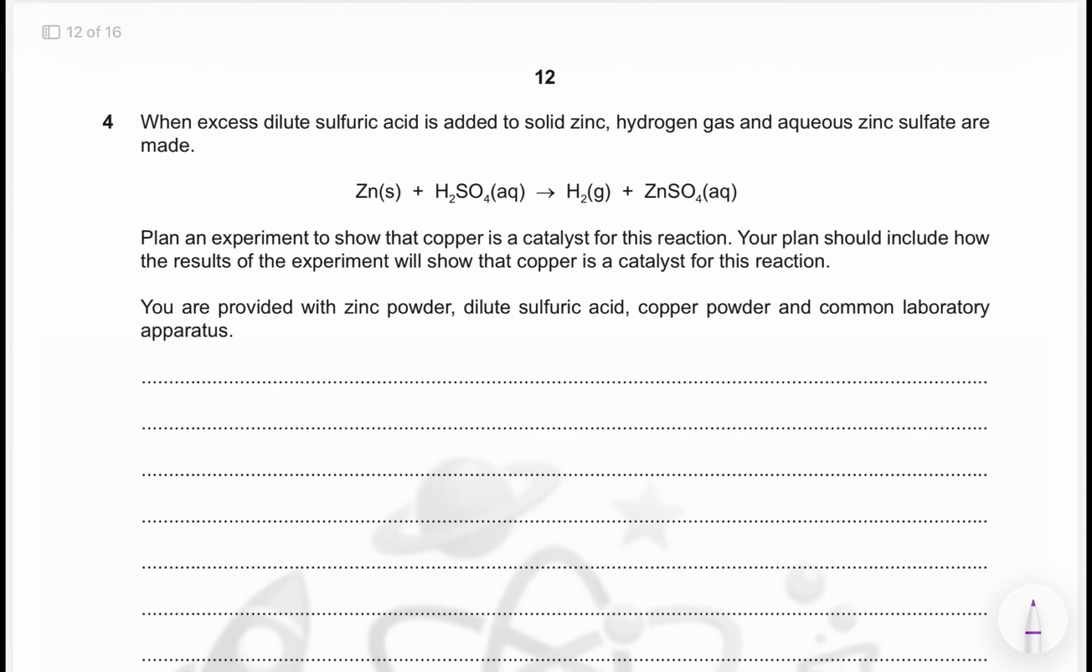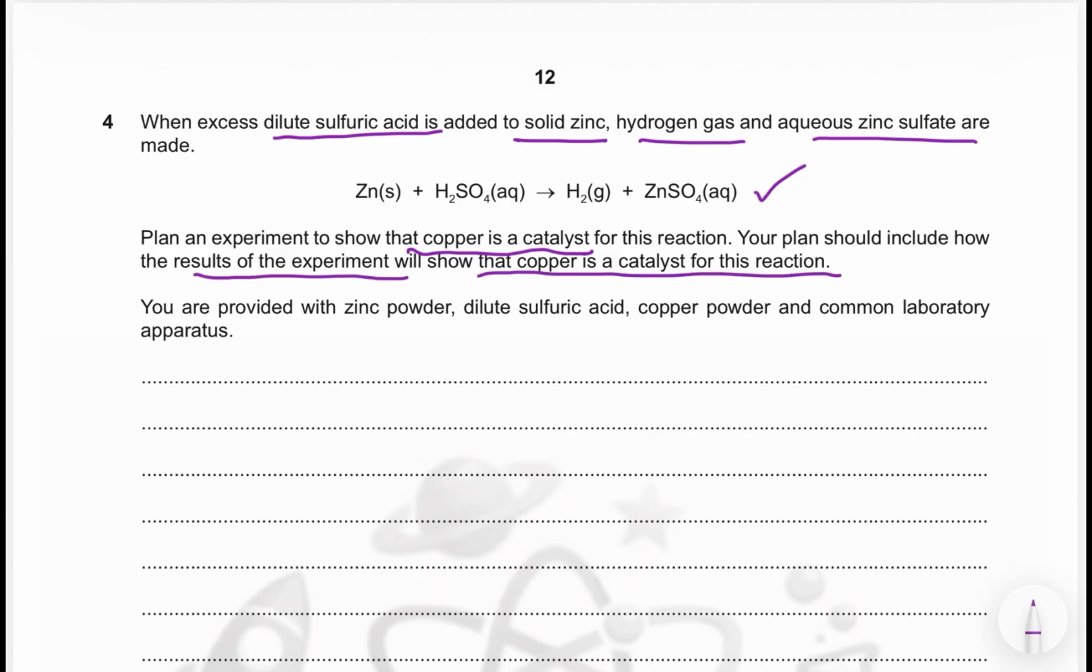Question 4. When excess dilute sulfuric acid is added to solid zinc, hydrogen gas and aqueous zinc sulfate are made. The equation is also given to you. Plan an experiment to show that copper is a catalyst for this reaction. Your plan should include how the results of the experiment will show that copper is a catalyst for this reaction. You are provided with zinc powder, dilute sulfuric acid, copper powder, and common laboratory apparatus.